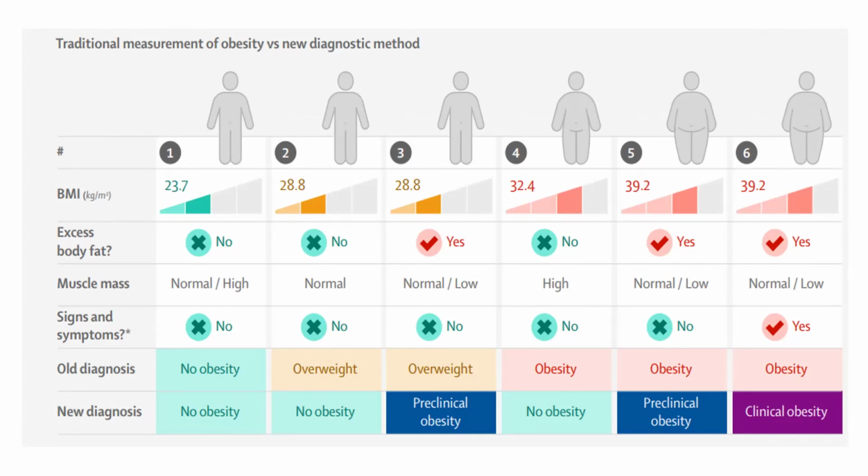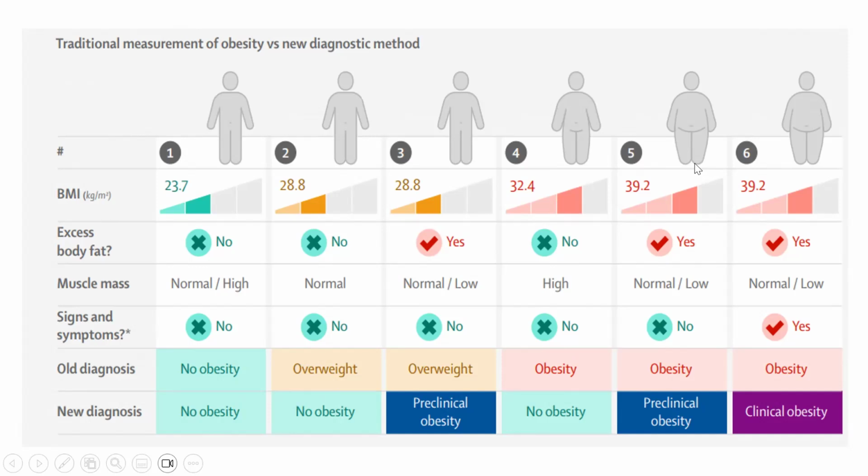What about BMI 32.4? Obese in the old classification. This patient has excess body fat. This case, patient 4. No. Muscle mass is high. The patient is an athlete. Signs and symptoms of obesity? No. So in the old classification, we'll label this patient as obese, but actually in the new classification, this patient has got no obesity.